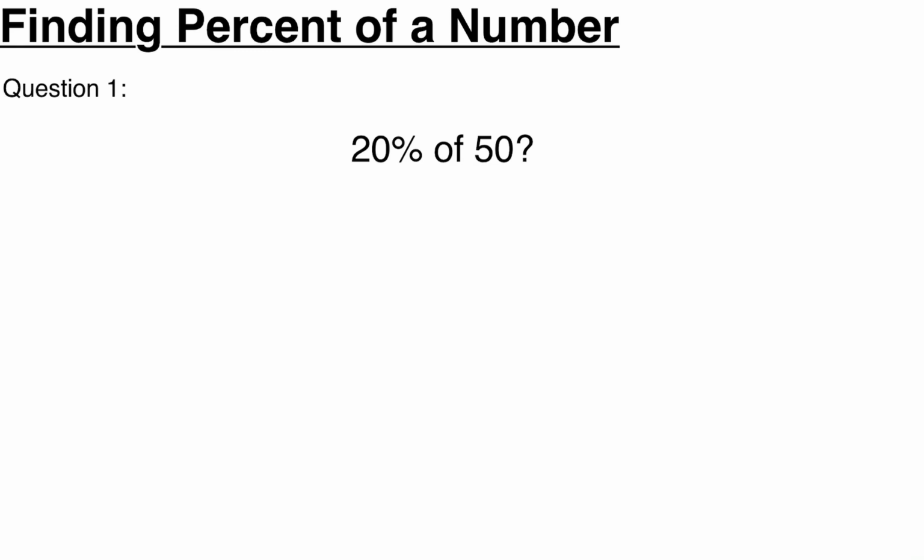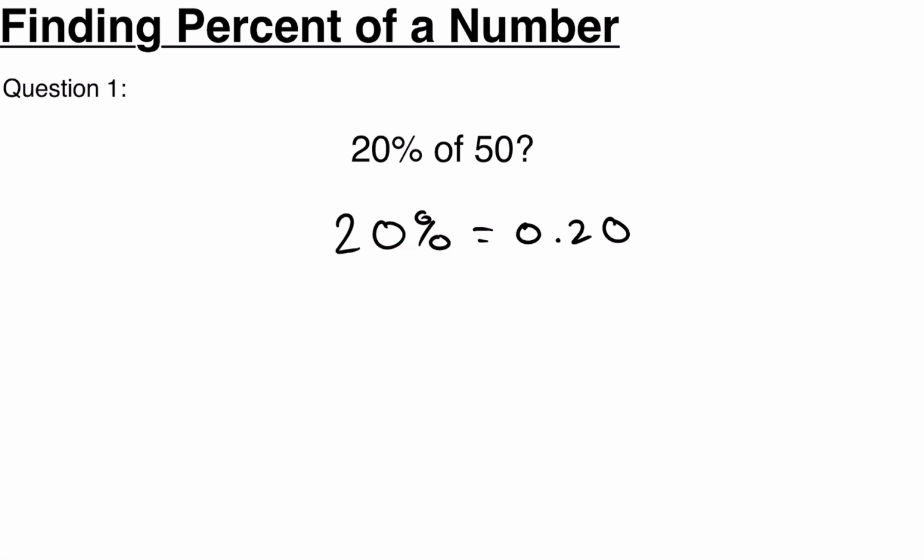If I were to ask you to find what 20% of 50 is, how would you do that? Well, your first step is going to be to convert the percent to decimal. So percent just means out of 100. So 20% is equal to 0.20. And as you can see, because it's out of 100, all we did was move the decimal place 2 places over.